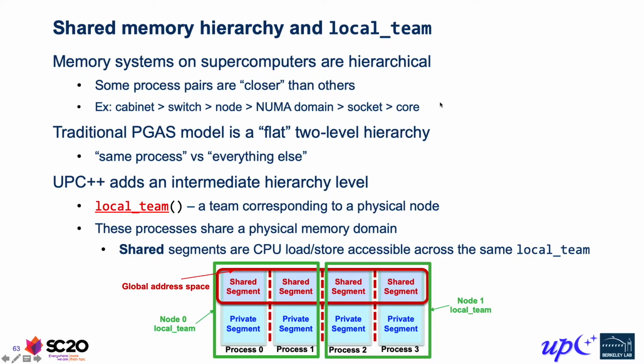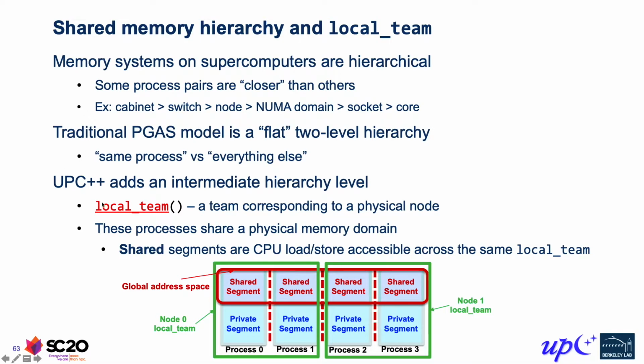Modern supercomputers have a hierarchical structure where we have cores arranged into sockets, sockets arranged into NUMA domains, perhaps multiple NUMA domains within a single node, and so on. And so some processes are actually closer together than others, and some processes can directly access memory that's located on other processes. So rather than a flat two-level hierarchy of traditional PGAS, where either memory is owned by the current process or it's owned by some other process, we actually have an intermediate level. We have the level of processes that share physical memory with another process.